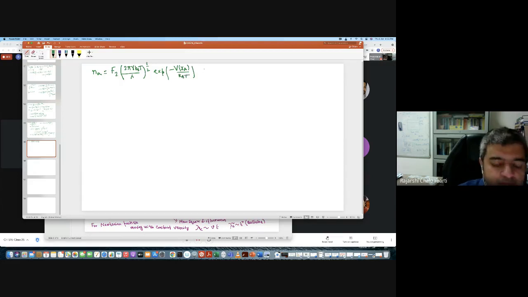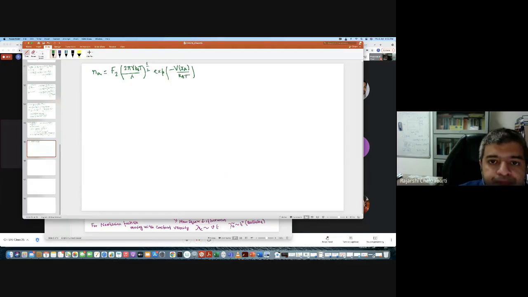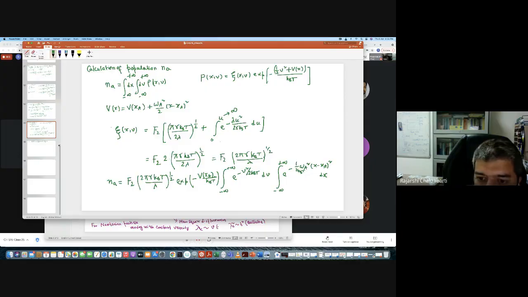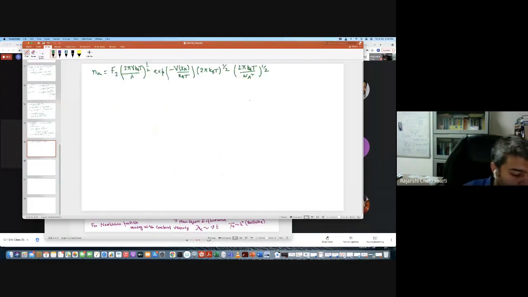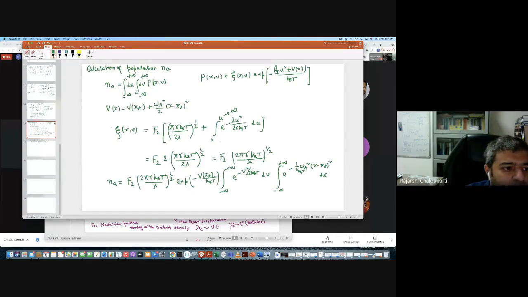This one is there, no? And this integration you can do, this one and this one. The first one will give you twice pi kBT to the half, and then you will get, I hope that I have done everything correct. Yes. Okay. So this is the expression. This was the Na. And you had the expression for J.